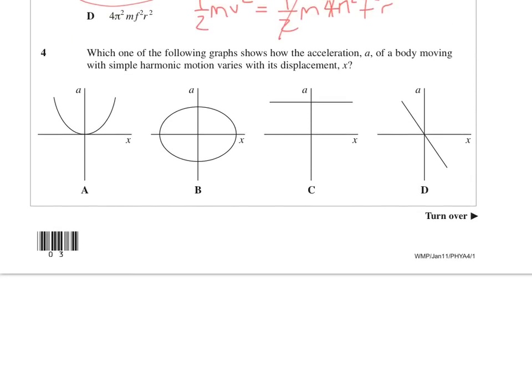Okay, so which one of the following graphs shows how the acceleration of a body moving with simple harmonic motion varies with its displacement x? So let's have a look. What information do we have? In simple harmonic motion, the acceleration should be directly proportional to the displacement, but in the opposite direction. So what we're looking for is when x is positive, a is negative, but it's a straight line graph. So what we're looking for is option D here. You can see that for positive x, acceleration is in the opposite direction, but it's a straight line showing a directly proportional type relationship.